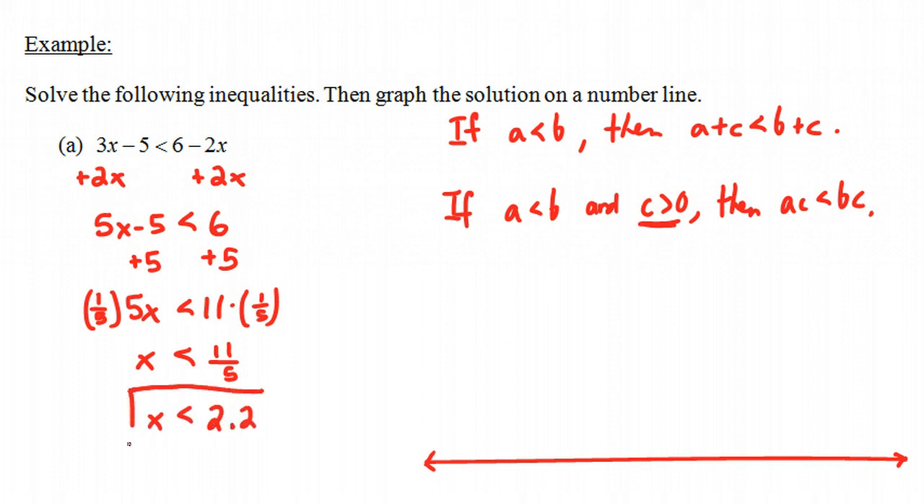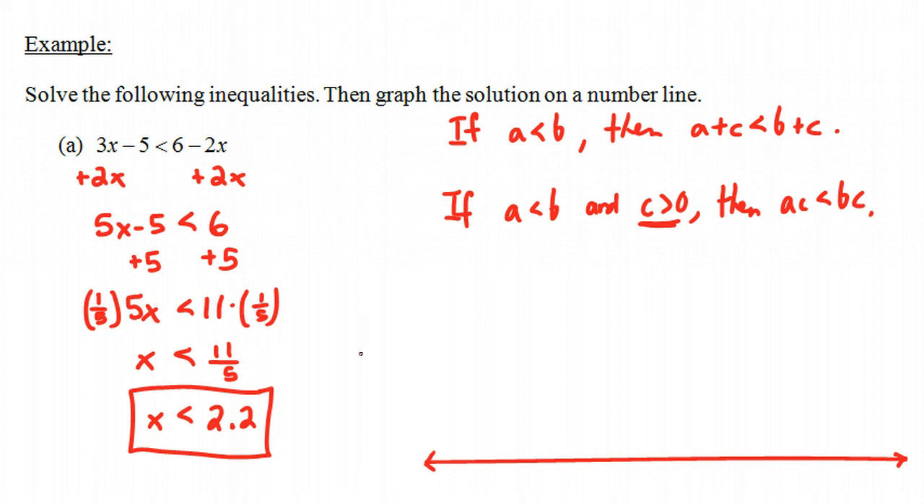So this is the solution of our inequality. Any value of x that's less than 2.2 will make this inequality true, and any x that's greater than or equal to 2.2 will make it not true. And remember, 0 was a solution, wasn't it? And notice 0 is less than 2.2. 10 was not a solution, and 10 is not less than 2.2.